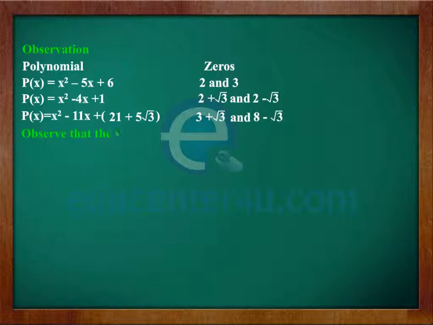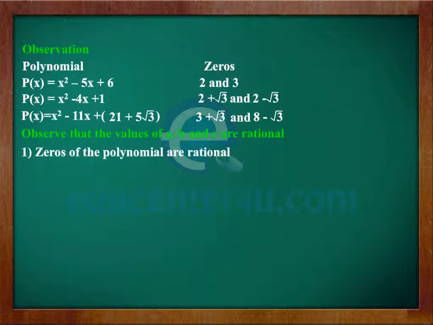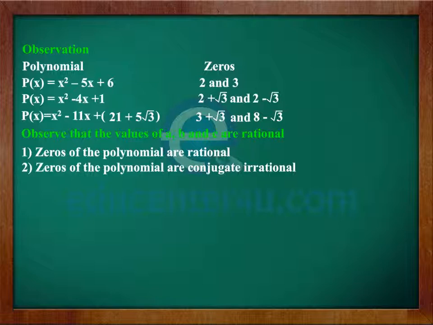Observe that the values of a, b and c are rational. In one case, zeros of the polynomials are rational. In another, zeros of the polynomials are conjugate irrational numbers. There are two possibilities. Number 1: if a, b and c are rational numbers, then the zeros can either be rational or they should be conjugate irrational numbers.